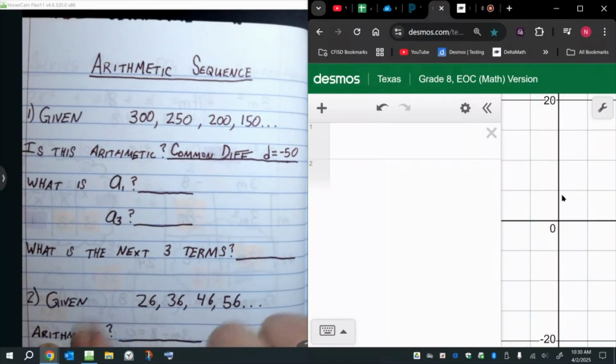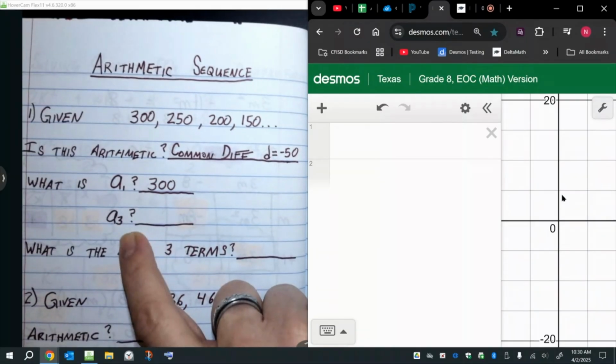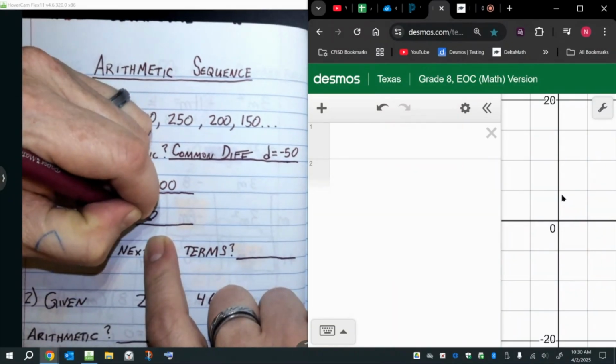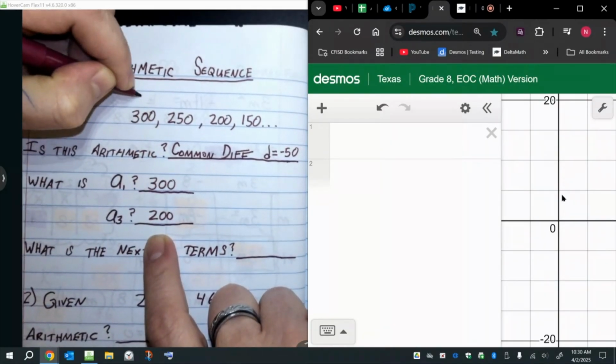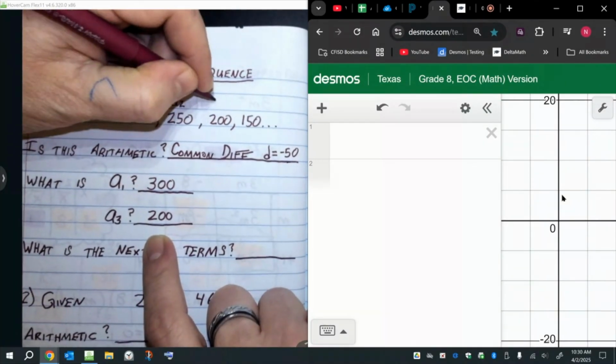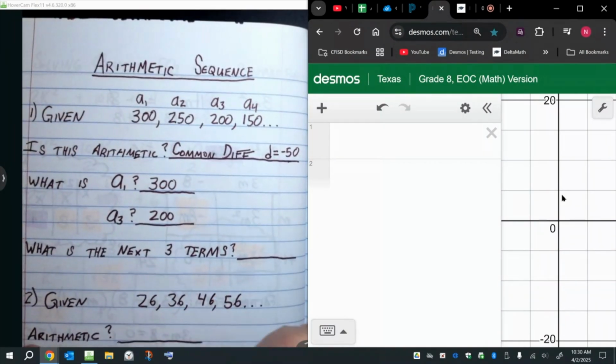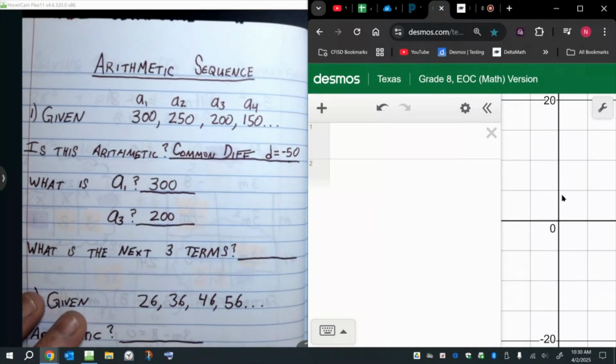Now, what is a sub 1? Well, a sub 1 is 300. And a sub 3 is 200. This is a sub 1, that is a sub 2, this is a sub 3, that is a sub 4, and so on and so on.